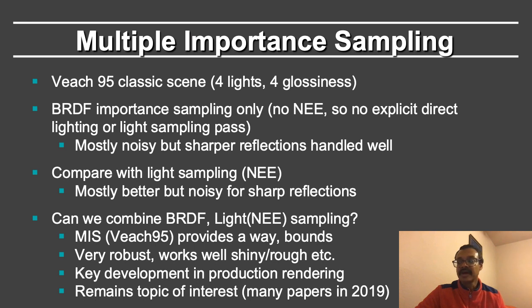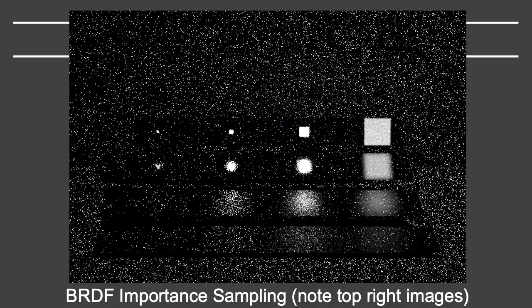Veach's multiple importance sampling provides a way and provides bounds. It is very robust and works well with shiny or rough surfaces. In fact, it is arguably perhaps the most important development in practical implementation of path tracing in the industry and in production rendering. It has been recognized with a very highly prestigious Scientific and Engineering Technical Academy Award. And even today, going back to the last year, there were multiple papers at SIGGRAPH and SIGGRAPH Asia exploring refinements to multiple importance sampling.